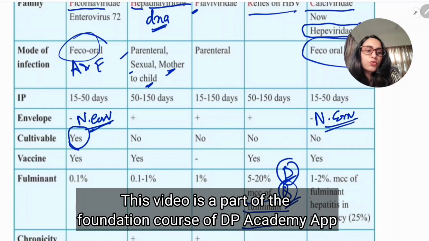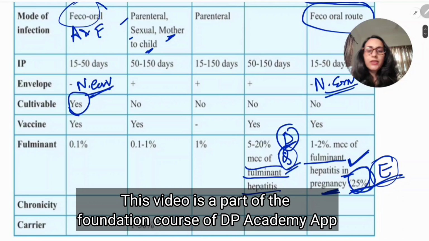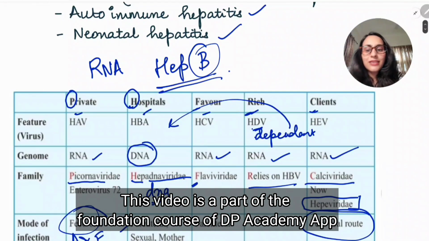But if they ask the most common fulminant hepatitis in pregnancy, it is the last one, that is E. There is a 25% chance of having fulminant hepatitis in pregnancy, and this value is based on the articles. The carrier state is seen in hepatitis B, the one that is a carrier. So this is all about hepatitis A, B, C, D, E.